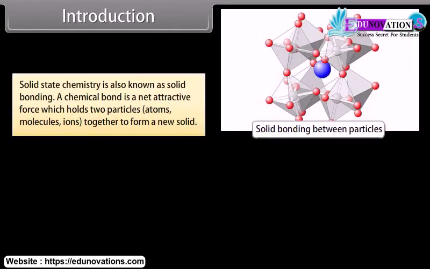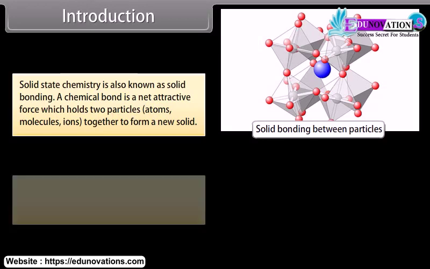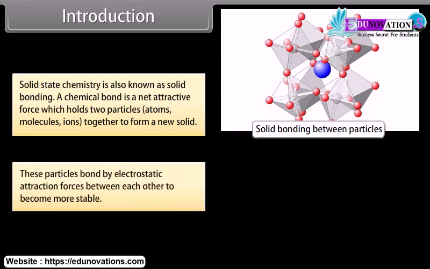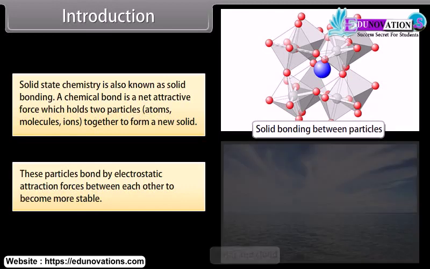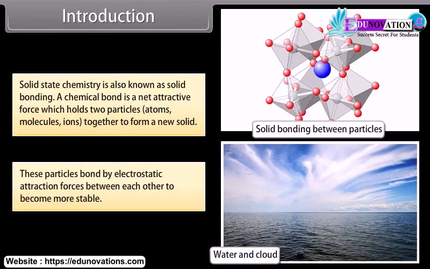Solid-state chemistry is also known as solid bonding. A chemical bond is a net attractive force which holds two particles, atoms, molecules, or ions, together to form a new solid. These particles bond by electrostatic attraction forces between each other to become more stable. Think about it. If you're not solid, you will be nothing, not even water or cloud, thanks to solid bonding.